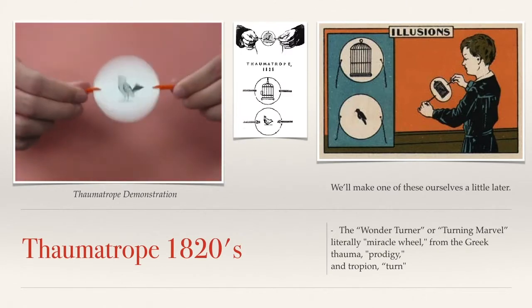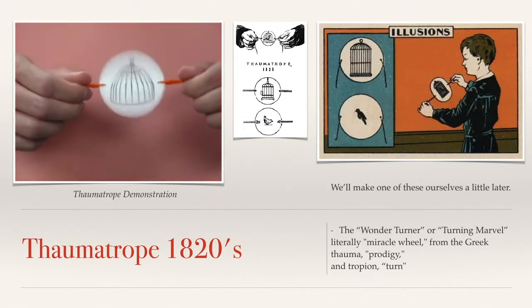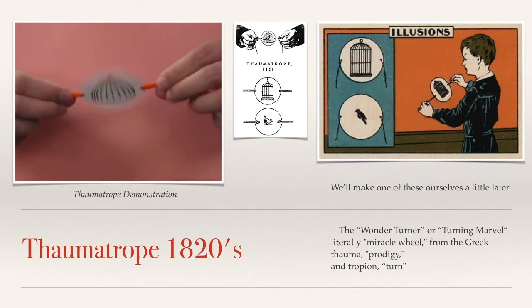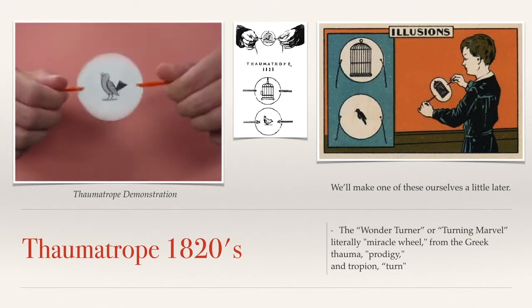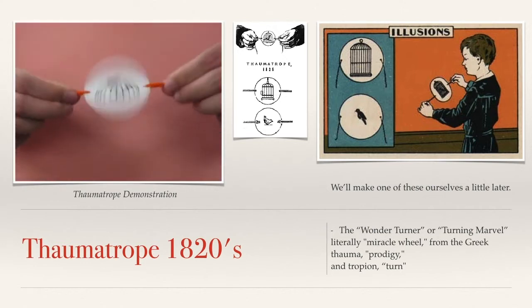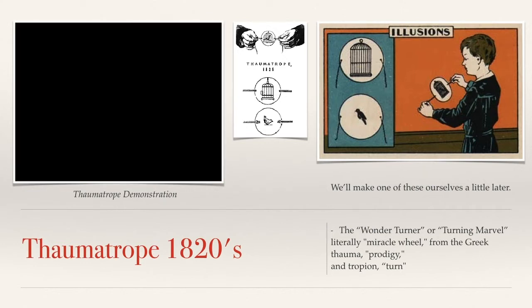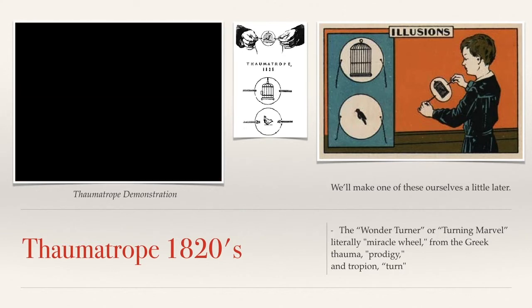Its name roughly translates as wonder turner. It comes from the ancient Greek wonder and turn. You can also interpret it as turning marble. Its construction, as you can see, is terribly simple. It's just a paper disc with one image on either side and then rotated rapidly.